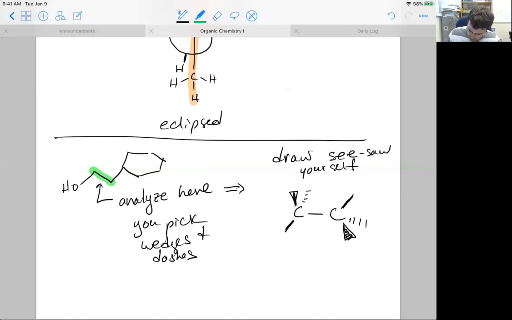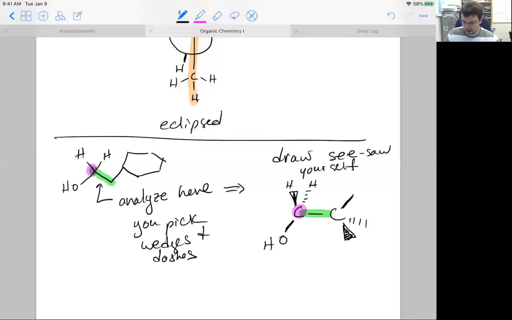So we pick the wedges and dashes. What does that mean? Well, this bond of interest needs to be the bond that's separating the two carbons in our seesaw structure. If you look at this purple carbon, which maybe we'll just leave right there, it's only got one group attached to it, right? It's an OH. Let's go ahead and put that in the vertical position where it's easiest. What else is added here? Well, we don't have to draw it, but there are two hydrogen atoms. So there are two hydrogen atoms that are drawn there.